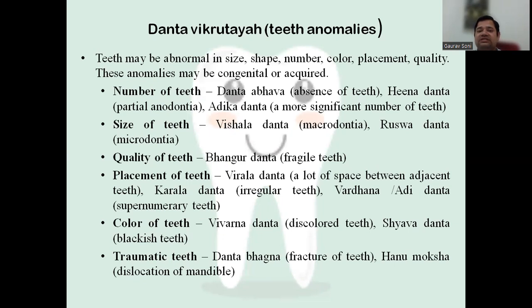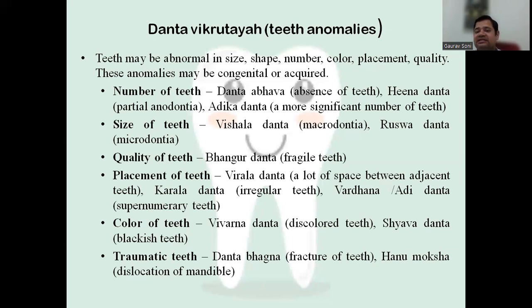Now, what are abnormalities? We have talked about normal, we have talked about the anatomical concept. Now, what is abnormal? Abnormality can be of any type, on the basis of size, shape, number, color, placement, quality. If the number of teeth is affected, there can be absence of teeth, that is danta abhav, heen danta, that is less number of teeth, adhik danta, that is more number of teeth.